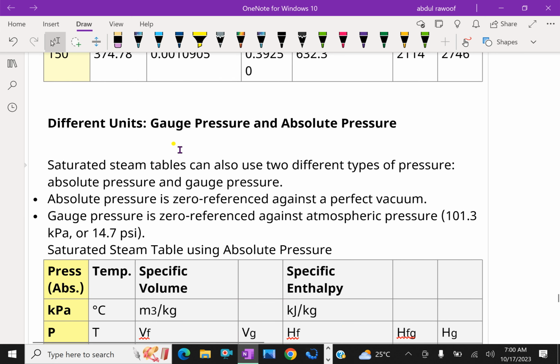Different units, gauge pressure and absolute pressure. Saturated steam tables can also use two different types of pressure, absolute pressure and gauge pressure. Absolute pressure is zero referred against the perfect vacuum. Gauge pressure is zero referred against the atmospheric pressure, that is 101.3 kilopascal or 14.7 psi.